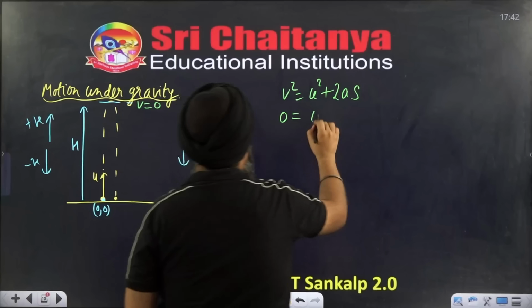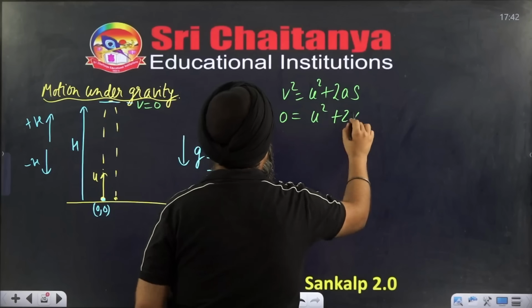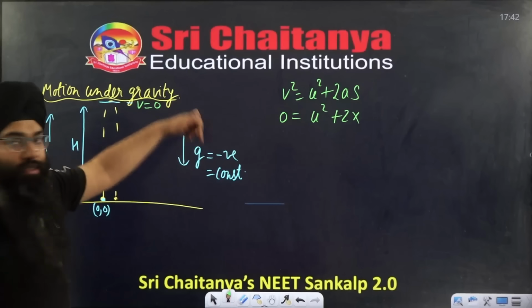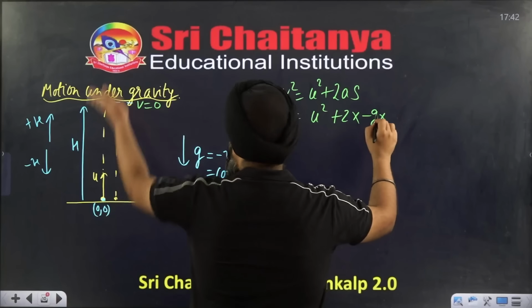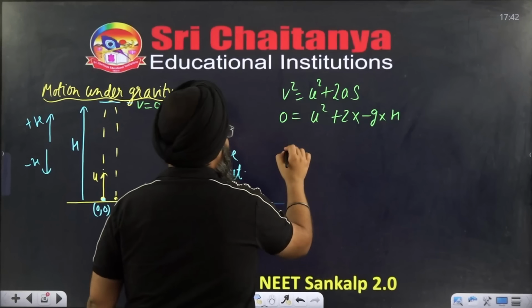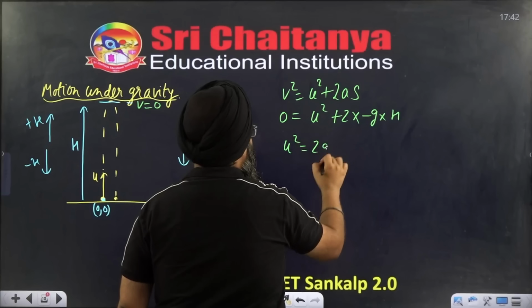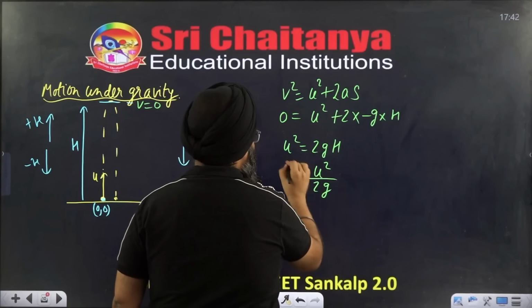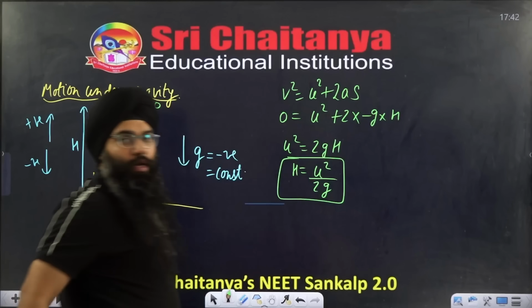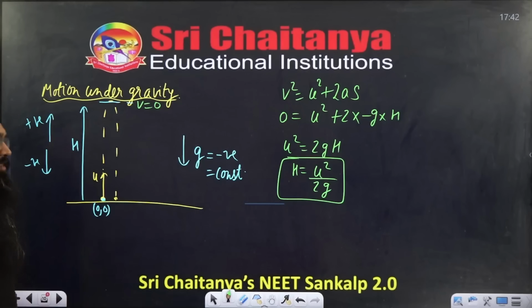So 0 will be equal to U² + 2 into... See, the acceleration of the particle is downward, so it will be −g, multiplied by displacement, which is upward, so it will be +h. So I will get U² = 2gh, or I can write h = U²/2g. So, a very important formula, please remember: the maximum height covered by a particle is given by U²/2g.